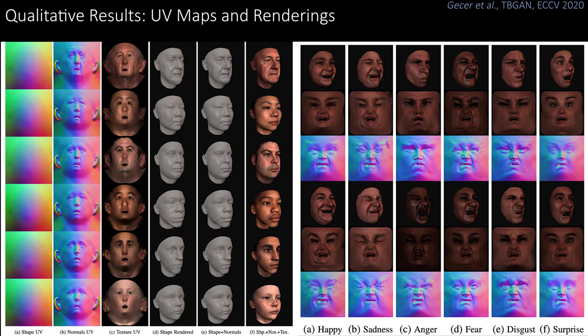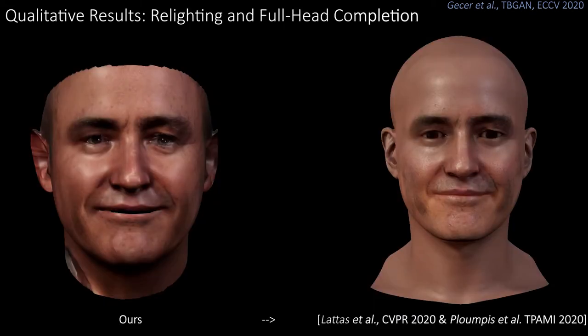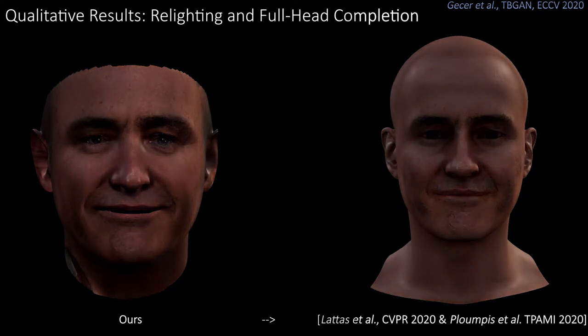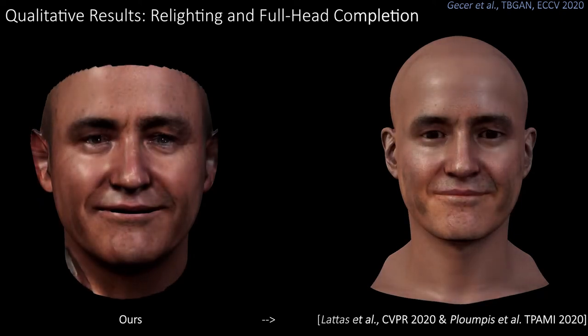We demonstrate that randomly synthesized images of our unified generator show strong relations between different modalities. Our model can generate a diverse set of novel identities, and its renderings with normals provide excellent shading and overall visual quality. The generated faces can be re-illuminated with the BRDF components extracted by Lattas et al., and the rest of the head can be completed by Ploumpis et al.